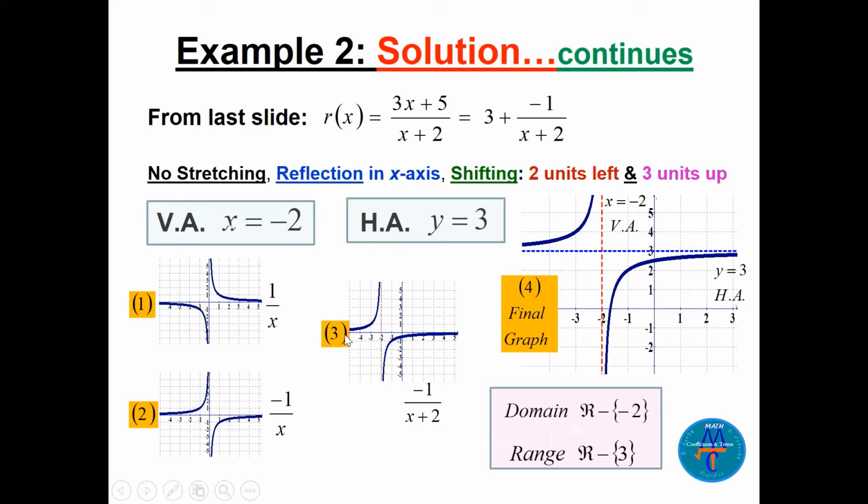Number 3, we take the shifting 2 units to the left. See the graph here, from this to this, it will go to the left. We see the red line here? That's the vertical asymptote. And now we go from 3 to 4, this is the final graph. So it will be shifted up 3 units. So this one is the final graph. The domain is all real numbers except the vertical asymptote, and the range is all real numbers except the horizontal asymptote.